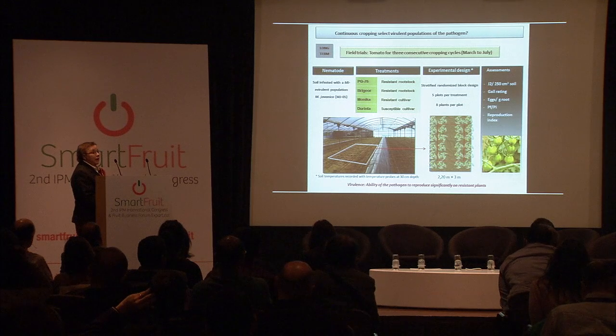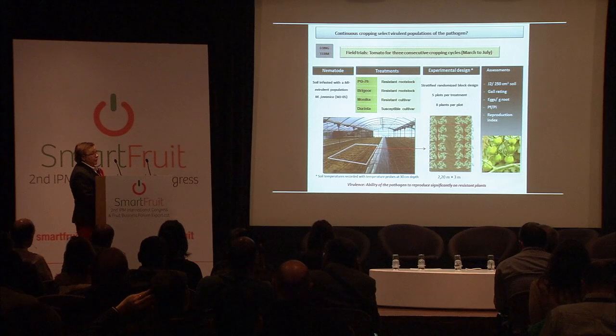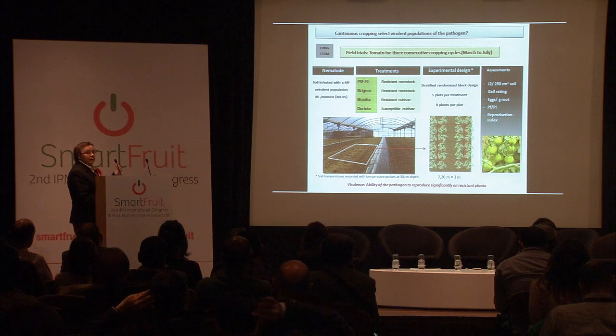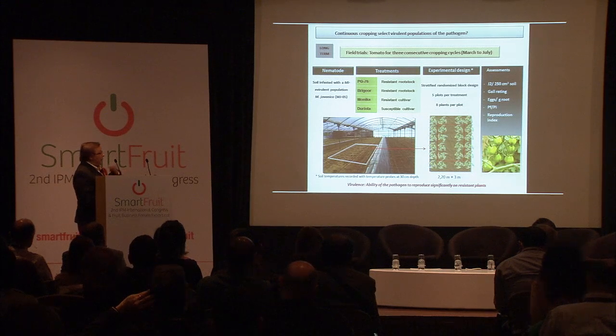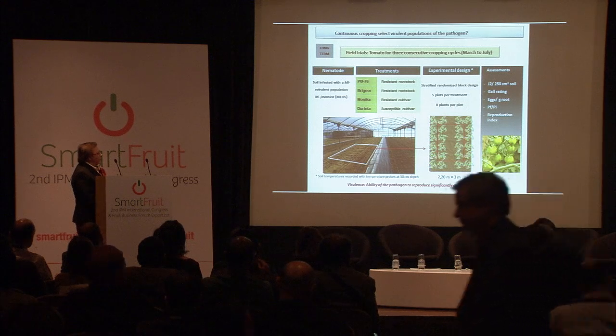Something else we've tested is the effect of continuous monocropping, how this affects durability of resistance, and if continuous use of rootstocks can give rise to selection of virulent populations. Once the rootstock has been used, farmers usually want to continue with the same. And here we define virulence as the pathogen's capacity to significantly reproduce on resistant plants.